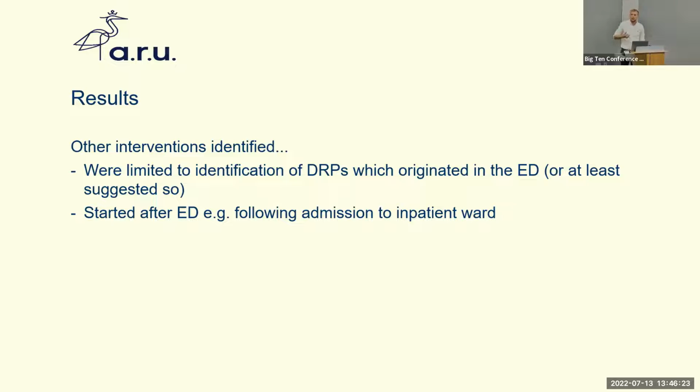There are a lot of studies of that kind of chart review later on in the patient's journey, or at least it was suggested so from the paper. It's hard to differentiate in what's out there whether those DRPs originated outside, prior to ED, or actually during ED. That's not captured, and nor was it considered perhaps at the time of those studies. And also, does it even matter? Perhaps. Other studies started after ED, so once patients were admitted to, say, an acute medical unit.